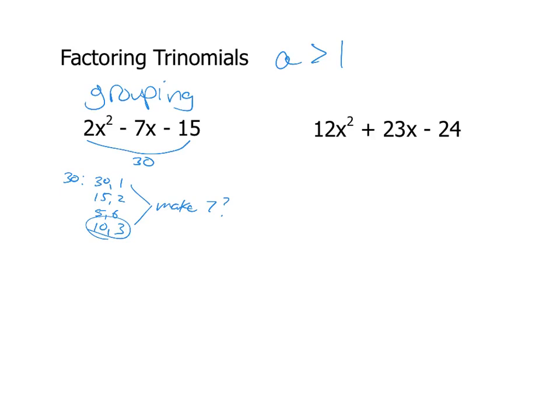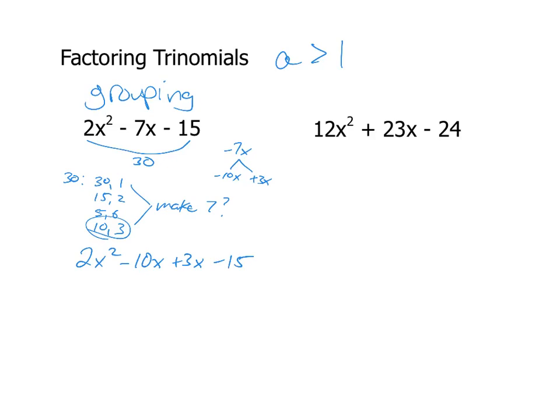So watch how I'm going to rewrite this term. I'm going to keep my 2x squared, but I'm going to rewrite my negative 7x using my factors of 10 and 3. So a positive 3 and a negative 10 will make me a negative 7. So maybe I'll do 2x squared minus 10x plus 3x minus 15. So what I do is I break apart that 7x, rewriting the negative 7x as a negative 10x and a positive 3x.